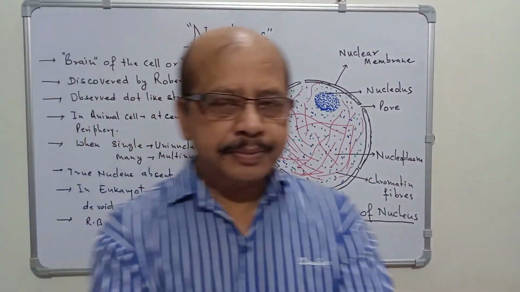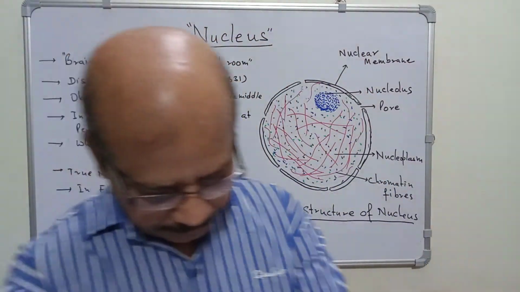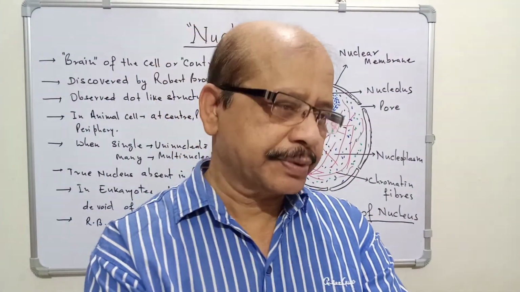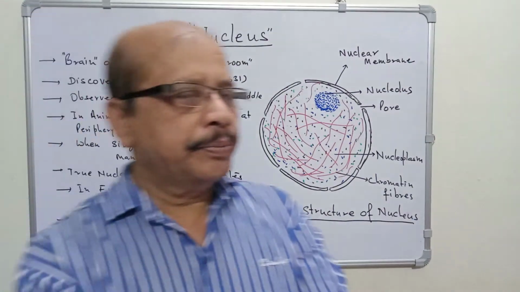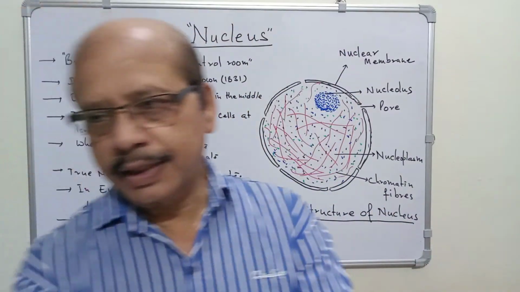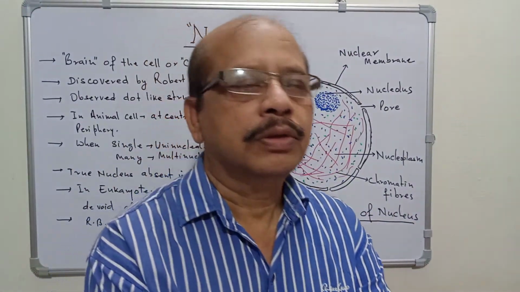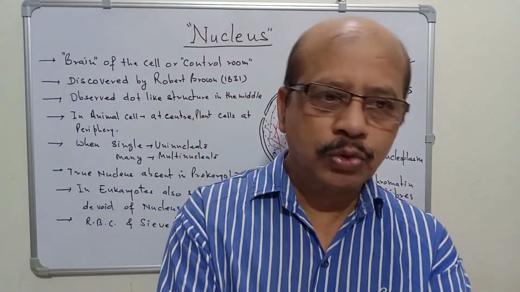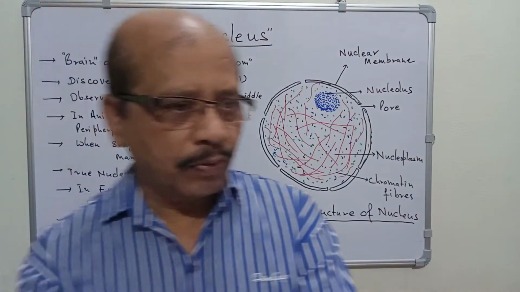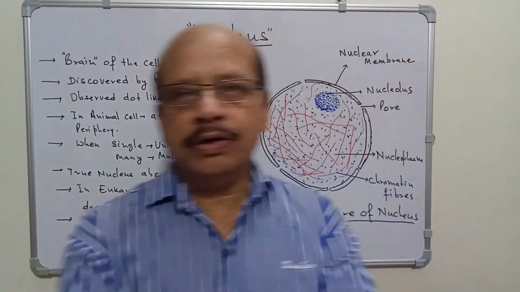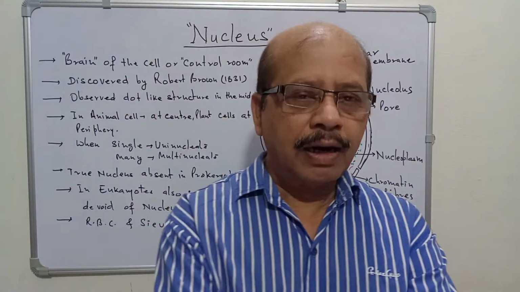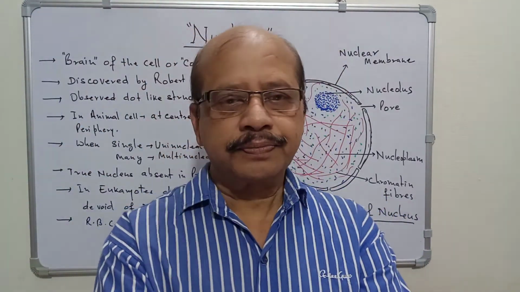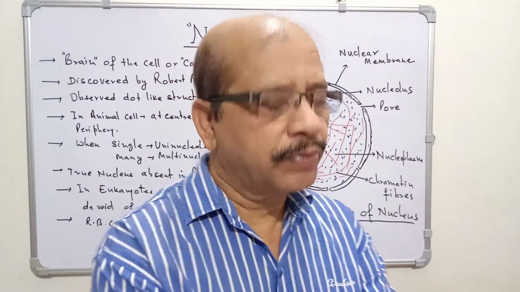It is absent in prokaryotic cells, and in some eukaryotes also it is absent. In prokaryotic cells, a dense mass of genetic material is present at the middle of the cell, which is known as nucleoid, while in eukaryotes it is absent in RBC of mammals and sieve tube of phloem.